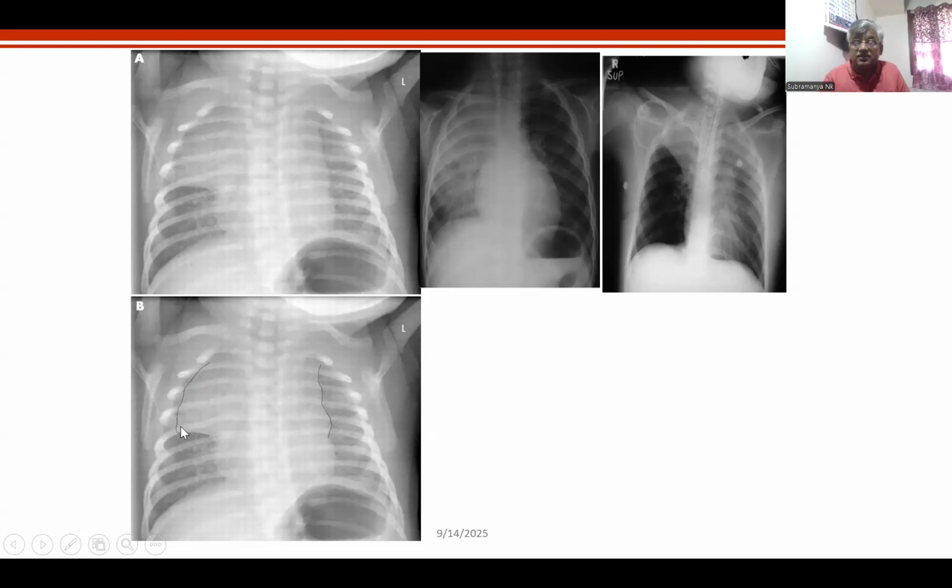Can you see the sail sign? Yes. Can you also see the wave sign on the other side? Yes. Here it is not seen. Did you understand? And do you see the compensatory hyperinflation here? Answer is no. Last, most important, look at the density. And thymus gives uniform density.